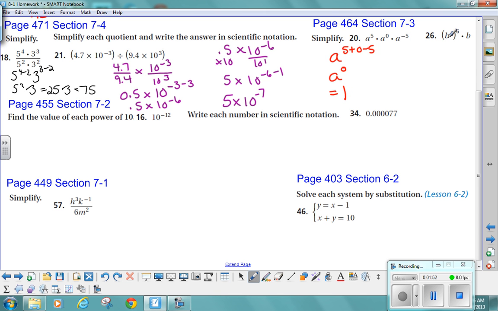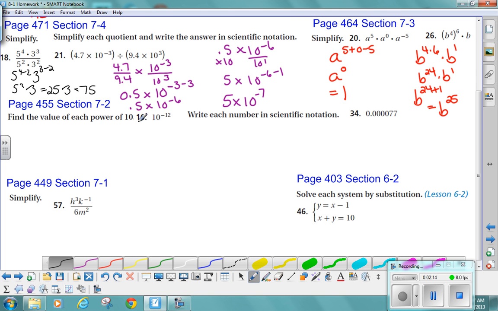26, when you have a power of a power, you multiply the exponents. So you're going to do b to the 4 times 6 times b to the first. 4 times 6 is 24. And now, if you have b times b, you keep the b and you add 24 plus 1. So you end up with b to the 25th power.